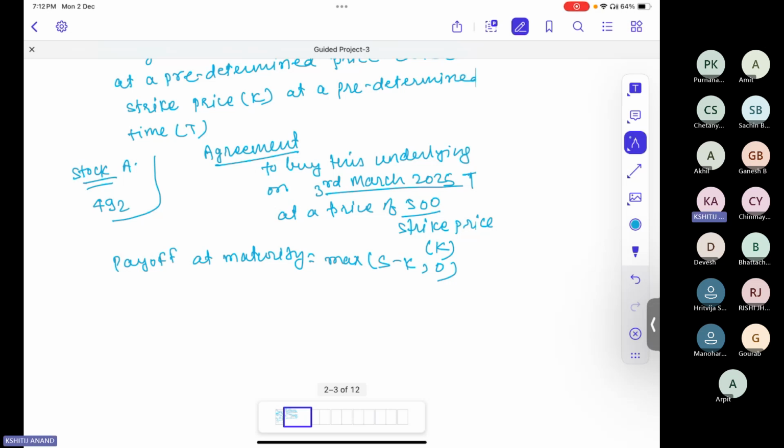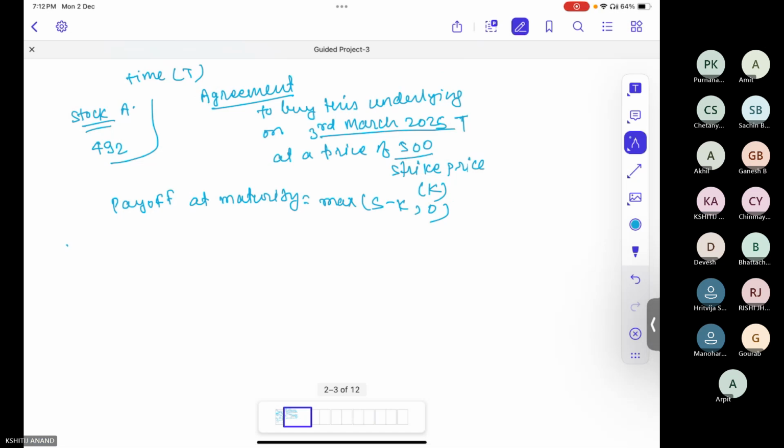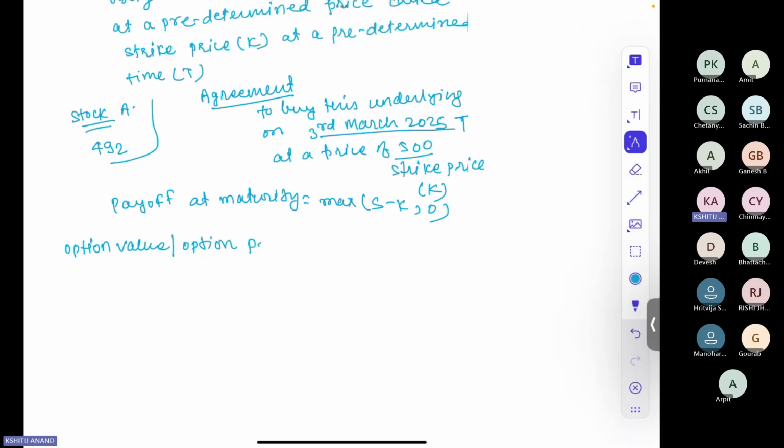Now, since your payoff cannot be lesser than 0, if you want to enter into this agreement right now, you must pay a price to the person who is selling you this option, right? That price is called the option value or option premium. This is the price that you pay to enter into the agreement with that person. We denote it by C if it is a call option, or many times the option premium is denoted by V as well. If it is a put option, then it is denoted by P. So that is not a concern for us.